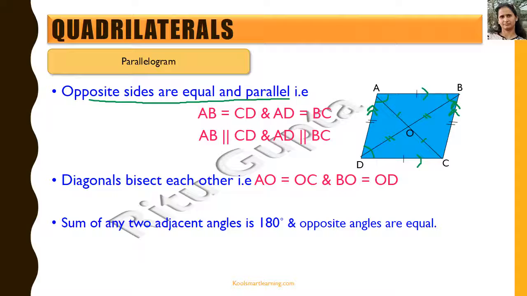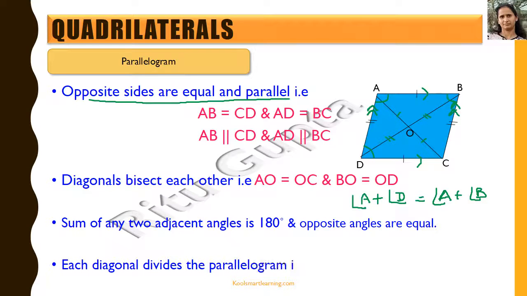So if angle A plus angle D is equal to angle A plus angle B, this necessarily means that angle B and angle D are equal. Similarly, angle A and angle C are also equal. Each diagonal divides the parallelogram into two congruent triangles. So if AC is the diagonal, then the two triangles formed are congruent to each other. And if we take BD as the diagonal, then again the other two corresponding triangles are congruent.